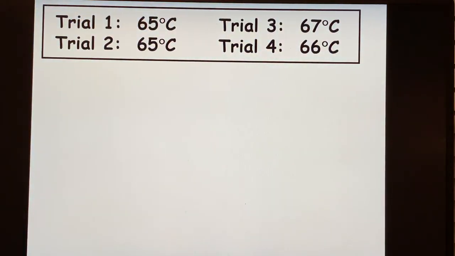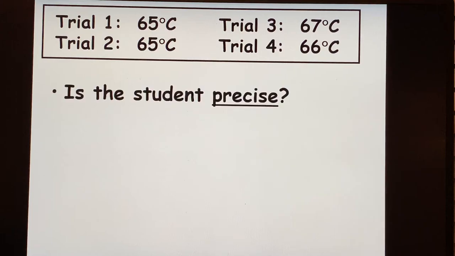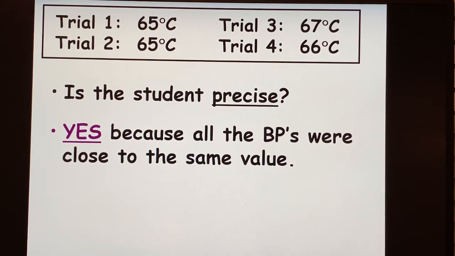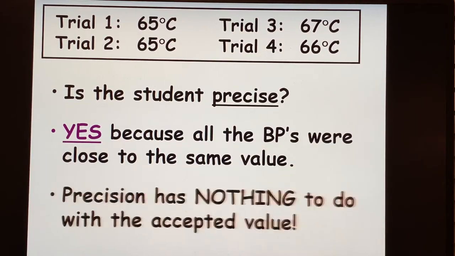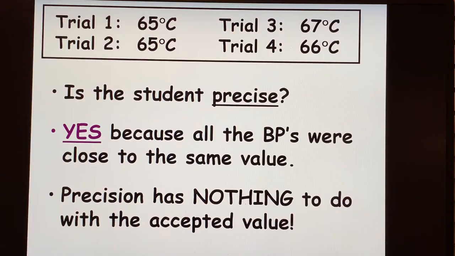Okay, let's look at these numbers again. Same numbers. Is the student precise? Based upon that first slide with the target, is the student precise? And you'd have to say yes, because all the boiling points were close to the same value. So if you're talking about their instrument that they're using, the instrument is precise. It just needs to be calibrated to be more accurate. So precision has nothing to do with the accepted value. Sure, you have a precise instrument, but is it measuring the correct reading?